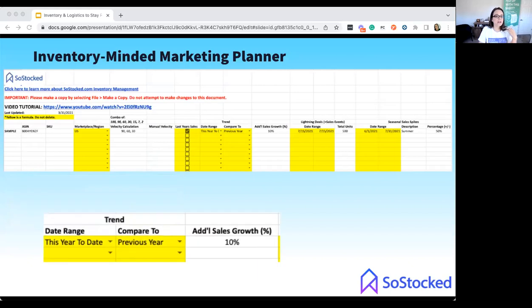Then it would include trend. So you could have a year-to-date trend. You can have a 10% additional sales growth trend, and that additional sales growth could come from PPC. So if you thought you were going to do a campaign and it would increase sales by 10%, you could list this here. And this is something that you would do on a per ASIN basis.